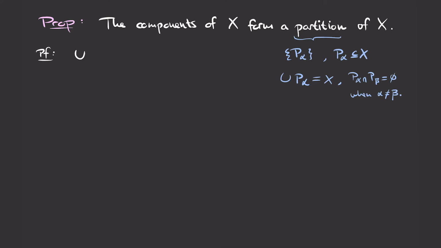Okay, the first thing we'll prove is that the union of the components C alpha is actually equal to the space X. There are two inclusions we need to show, but one of them is obvious because every C alpha is a subset of X.